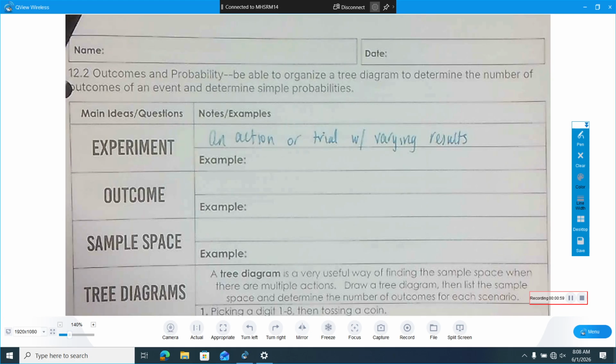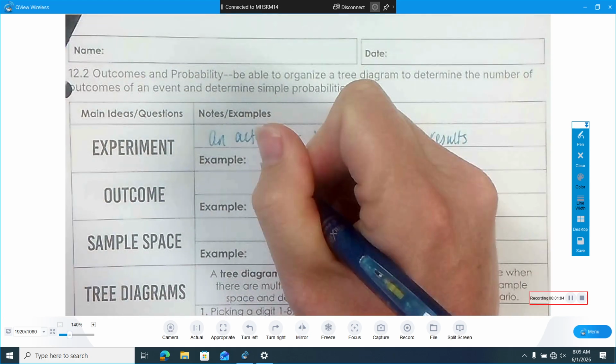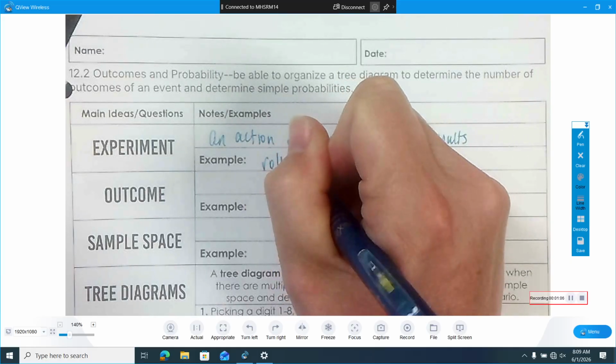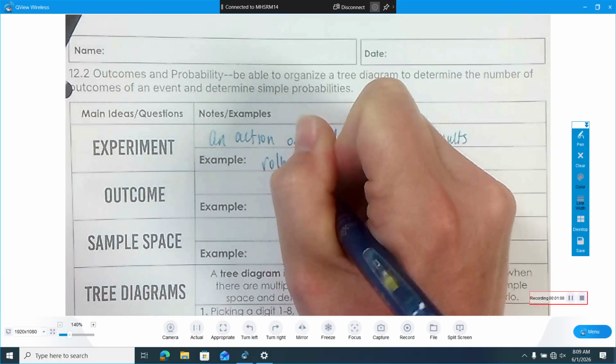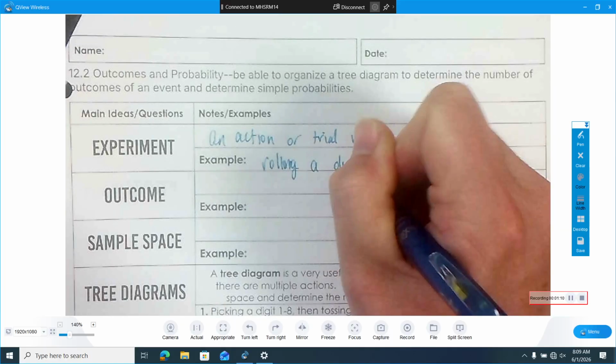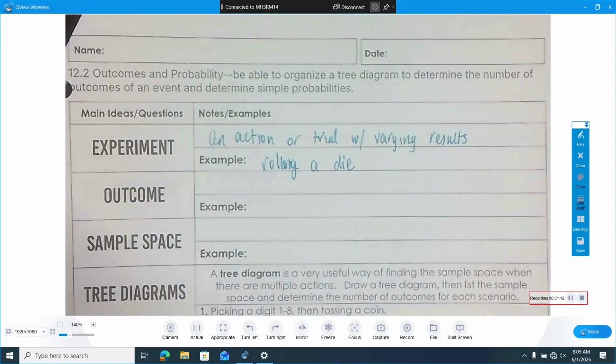And so maybe an action that we're doing is rolling a die. So that could be an experiment. Rolling a die. And of course, I'm talking about a standard die that you might use on a board game. Oh, you don't use a die when you play poker. Craps, sorry. Yahtzee, yeah. All right. So, yeah, any sort of board game that has a die in it.